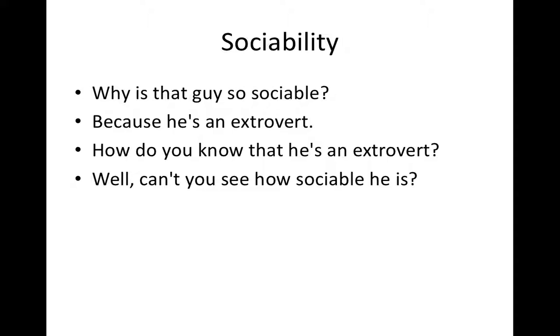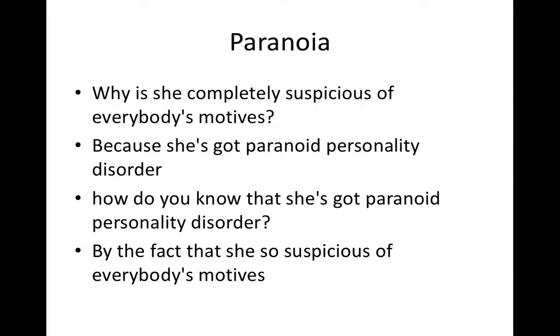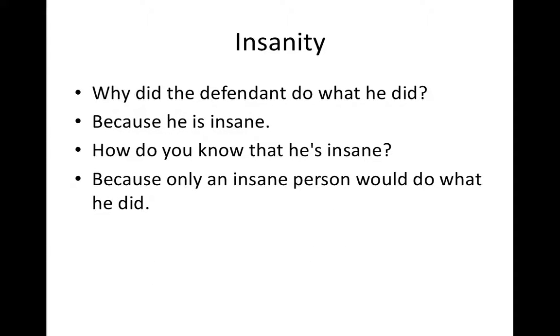Sociability. Why is that guy so sociable? Because he's an extrovert. That sounds like an explanation, but if you press further, how do you know that he's an extrovert? Well, can't you see how sociable he is? We're merely explaining the result with the cause. So paranoia is another one. Why is she completely suspicious of everybody's motives? Well, because she's got paranoid personality disorder, of course. Well, how do you know that she's got paranoid personality disorder? By the fact that she's so suspicious of everybody's motives. So these are circular concepts that probably lend more complexity than they need to.